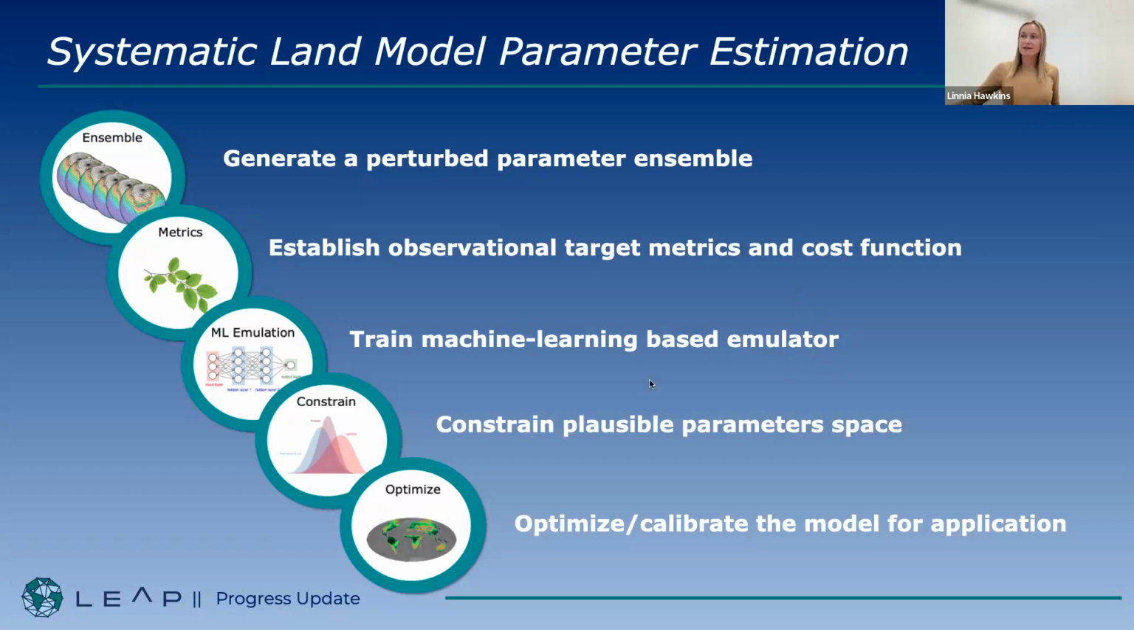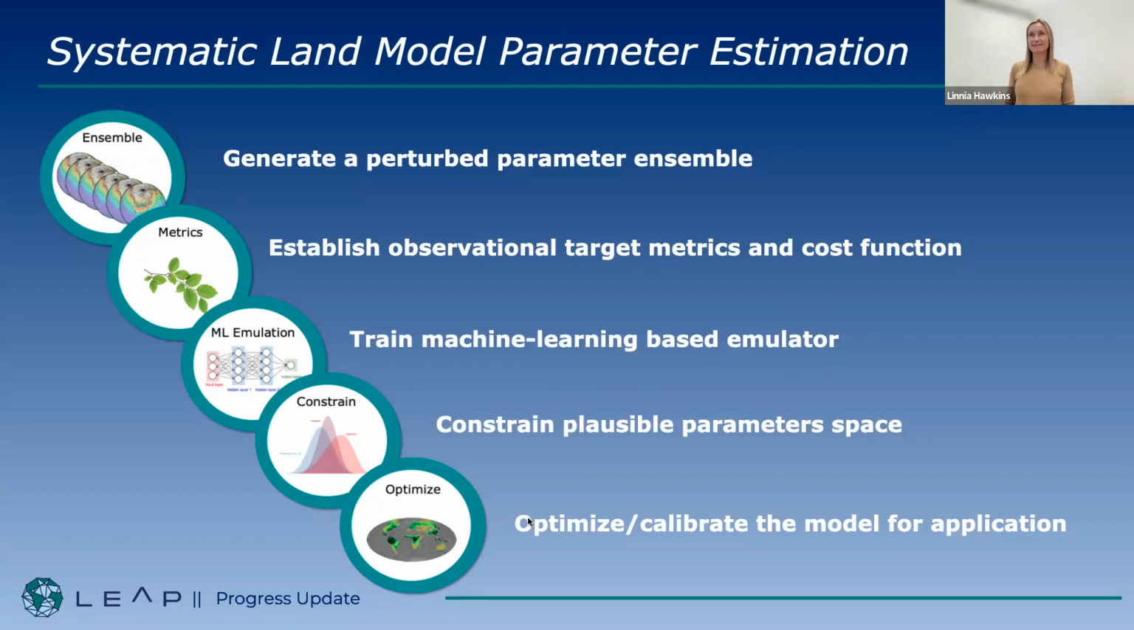And then we use the emulator to constrain our plausible parameter space by ruling out regions of parameter space that don't match our satellite observations, for example. And then once we've constrained our posteriors, we can then optimize or calibrate the model for a specific application.